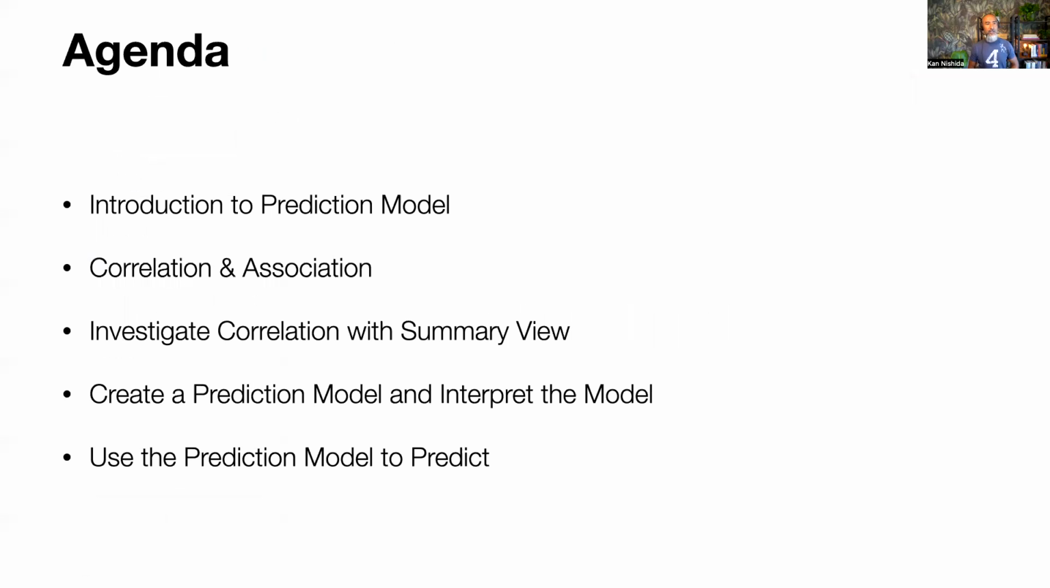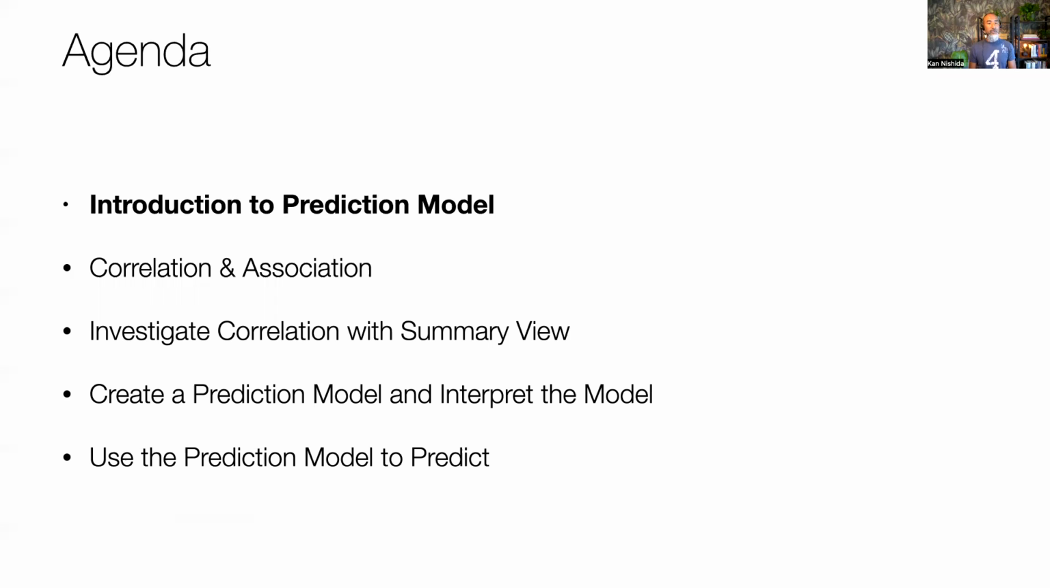Okay, so here's our agenda. I'm going to introduce the prediction model. And then I'm going to touch on correlation and association, which is a very important fundamental under the prediction model. Then we'll start getting into Exploratory, using a summary view to investigate the correlation, and then create a prediction model based on such relationships, and also interpret what the model is saying. And at the end, I'd like to use the prediction model that we build to predict against the data that we don't know the answer for.